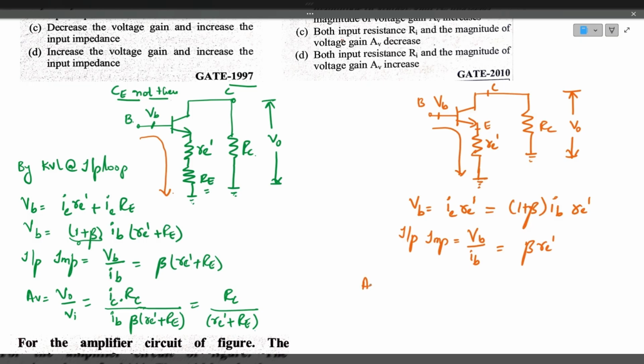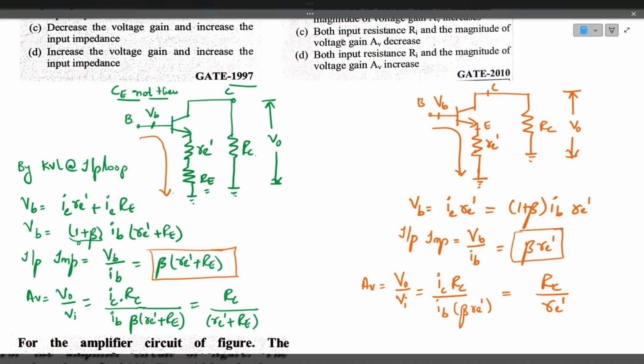Now the voltage gain AV is equal to output voltage divided by input voltage. The output voltage is the collector current multiplied by collector resistance. Input voltage is the input current, that is base current, multiplied by input impedance. IC by IB can be written as beta, the current gain. Beta gets cancelled. So the voltage gain is RC divided by small RE dash. Now you observe these values. This is the input impedance when the emitter capacitor is not there. This is the input impedance when the emitter capacitor is available. So if you place the capacitor, input impedance reduces.